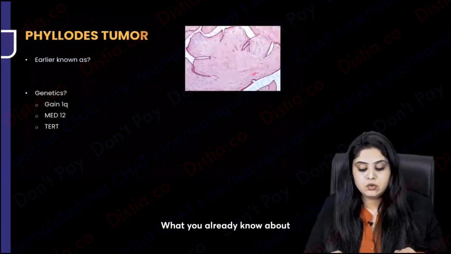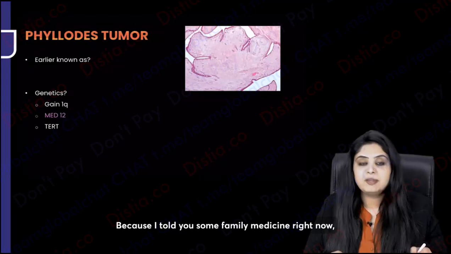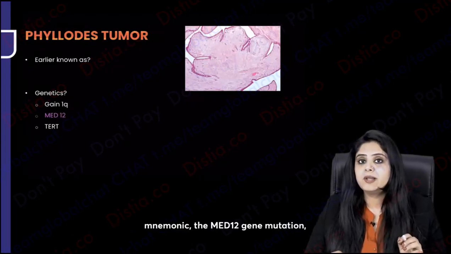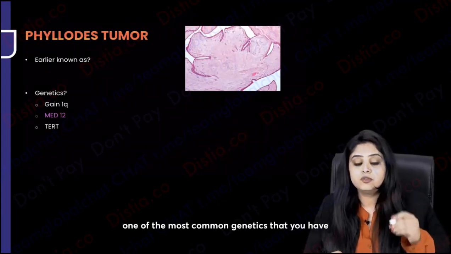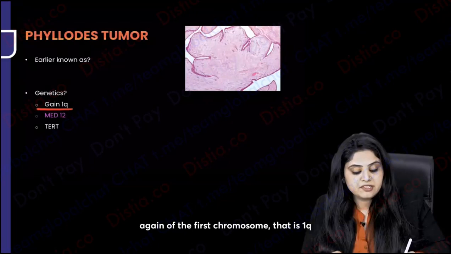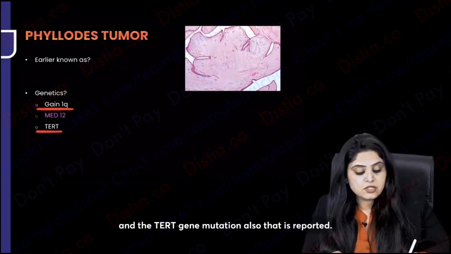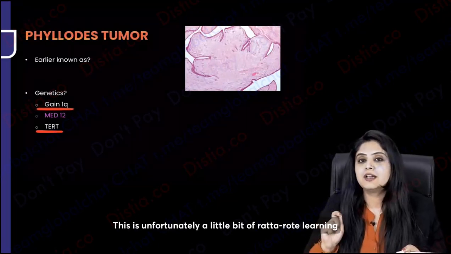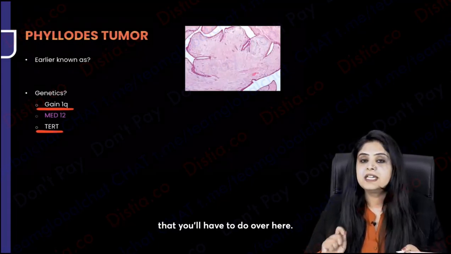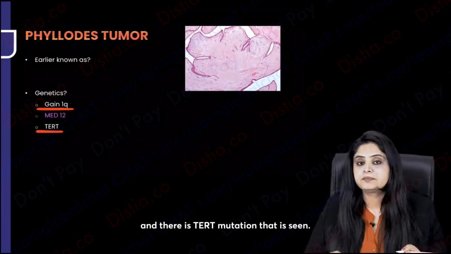What you already know about Phyllodes tumor is the genetics, because I told you some family medicine right now, mnemonic, the MED12 gene mutation, that you already know. But other than that, I'll tell you one of the most common genetics that you have is gain of the first chromosome, that is 1q, and the TERT gene mutation also that is reported. This is unfortunately a little bit of rote learning that you'll have to do over here. There's gain of chromosome 1 and there is TERT mutation that is seen.